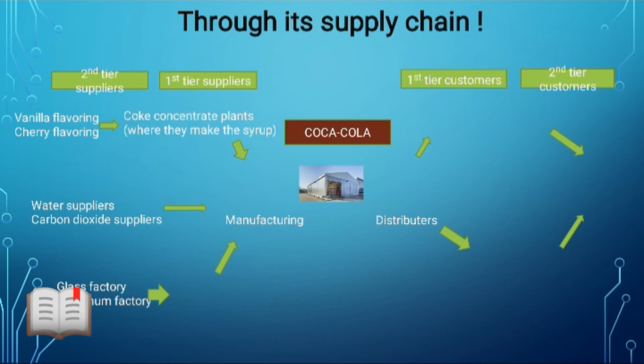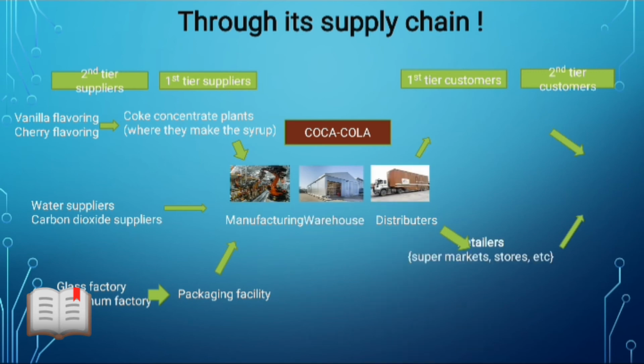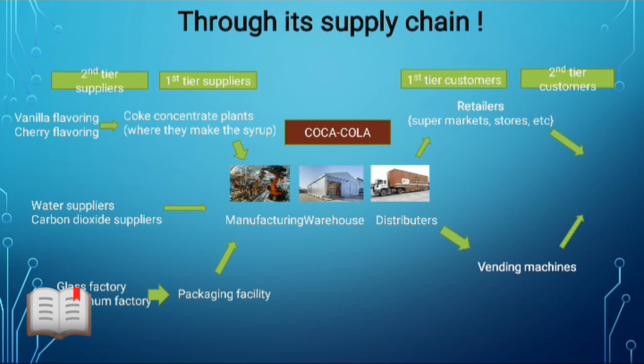First-tier suppliers include Coke concentrate plants where they make the syrup, and packaging facilities. After these, manufacturing starts, and warehousing and distributors get ready to distribute to the first-tier customers. First-tier customers include retailers like supermarkets, stores, etc., and vending machines. First-tier customers distribute to second-tier customers. Second-tier customers are consumers like you and me.